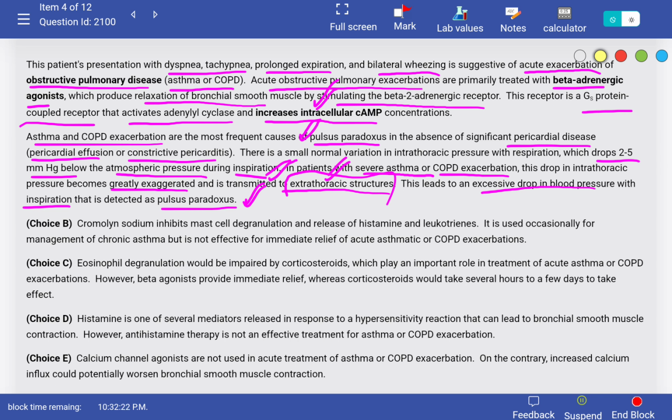Why not option B? Cromolyn sodium inhibits mast cell degranulation and the release of histamine and leukotrienes, so it inhibits those things, right?